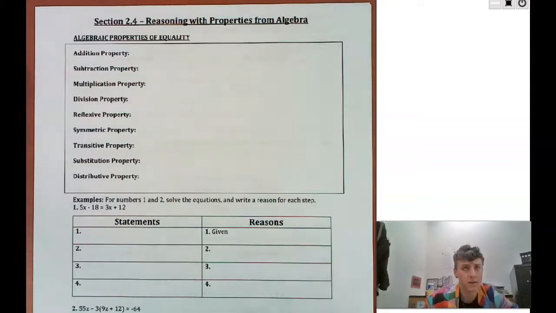To prove something, though, we have to have some basic bits of understanding that we all agree on. When we're proving algebraic statements, the things that we all agree on that we can use to prove stuff are going to be our algebraic properties of equality. We've got a bunch of them. Addition, subtraction, multiplication, division, reflexive, symmetric, transitive, those will be new, substitution, and distributive. So all the ones that I said that I didn't say were new are things you know intuitively in your heart.